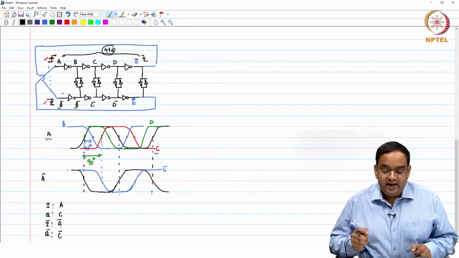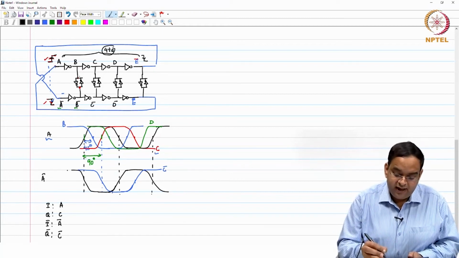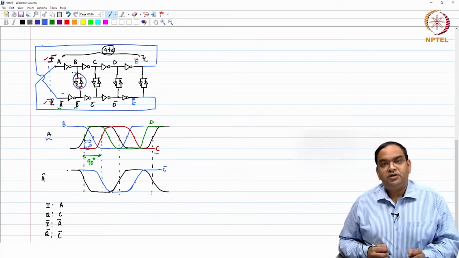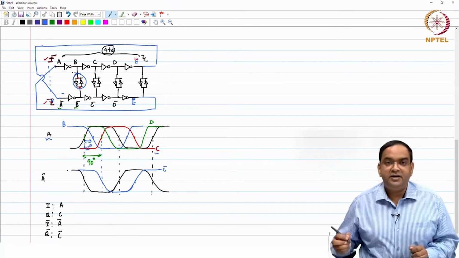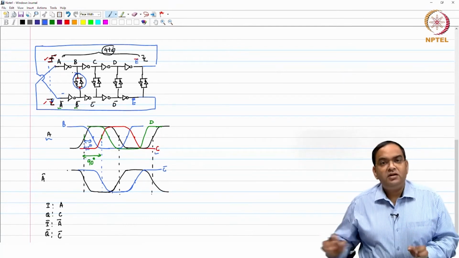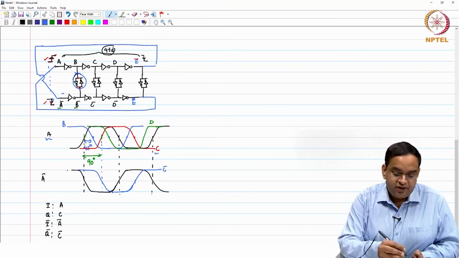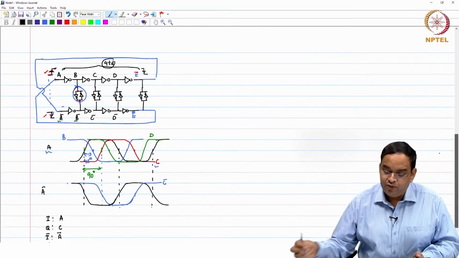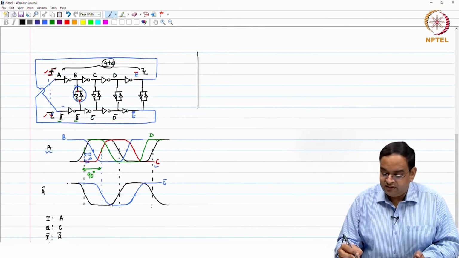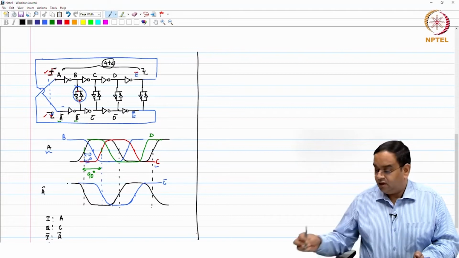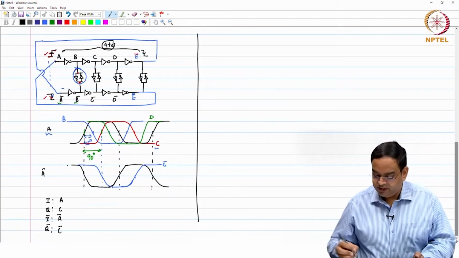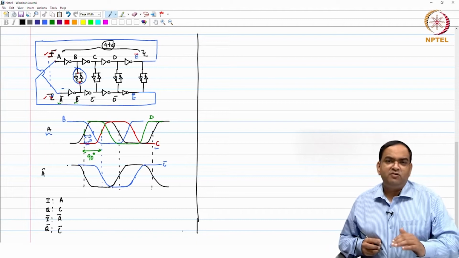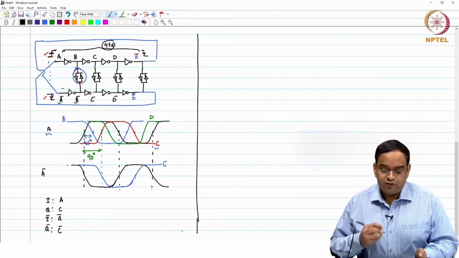Okay. And these inverters have an important role to play because they help us to maintain the same relation, a 180 degree relationship between the two phases. Okay. So, now given this, the question always is how you are going to size these inverters for the pseudo differential ring oscillator. Okay. So, whenever we want an even number of phases, we can do so.